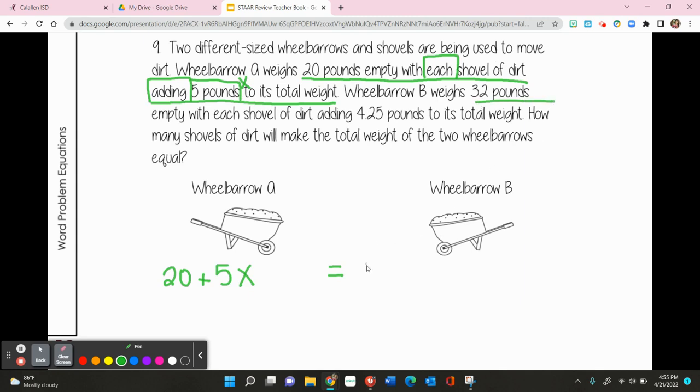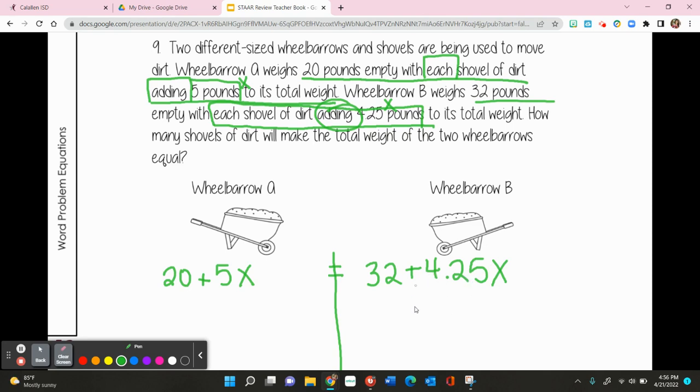And it weighs 32 pounds empty. And each shovel of dirt adding 4.25 pounds. So again, each shovel of dirt is adding 4.25 pounds. So this is letting us know that the x goes with the 4.25. And again, we are adding this. So plus 4.25x. Now that we have our equation set up, we want to go ahead and identify which one of our x's is smaller. Is it the 5x or the 4.25x? 4.25 is smaller than 5, so we're going to go ahead and actually move this over.